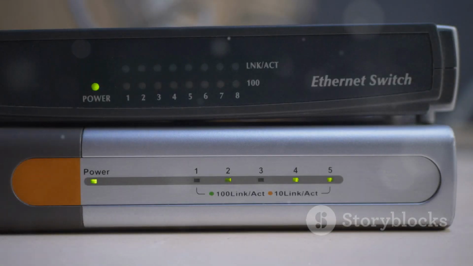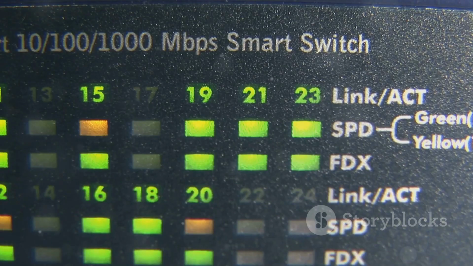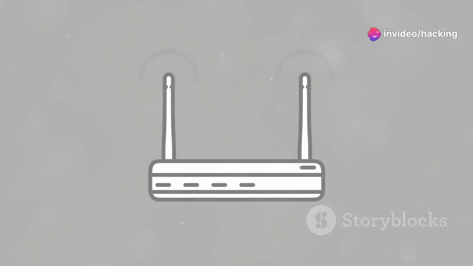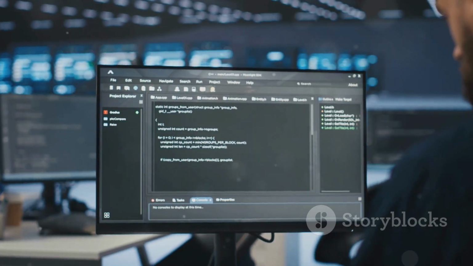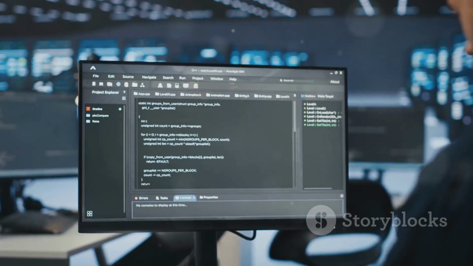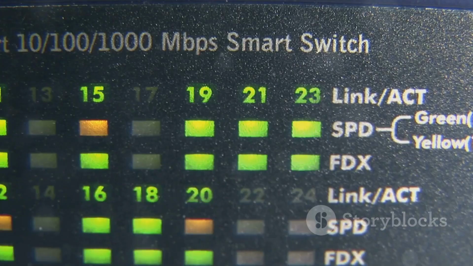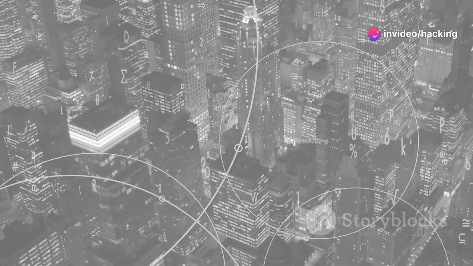Section 9. More special addresses. In addition to the 5 classes, there are also special IP addresses that serve specific functions. These include private addresses, used within local networks like your home or office, loopback addresses, used by devices to communicate with themselves for testing purposes, and limited broadcast addresses, used to send messages to all devices on a local network.